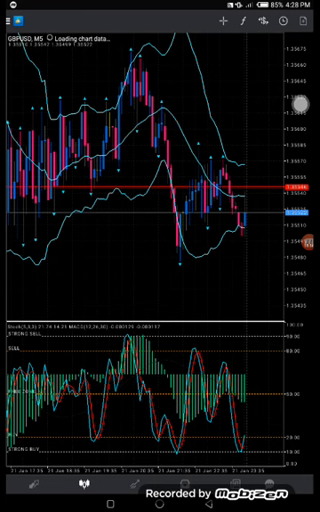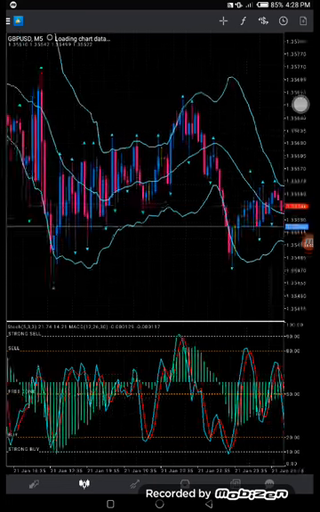Use adequate lot size to trade. Don't place trades with too much lot size, high lot size. All right.